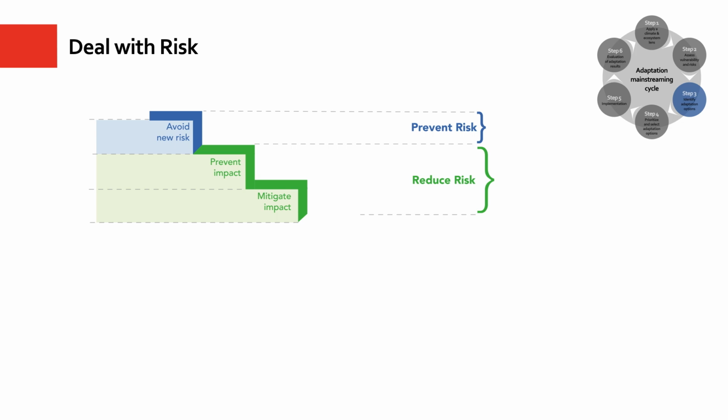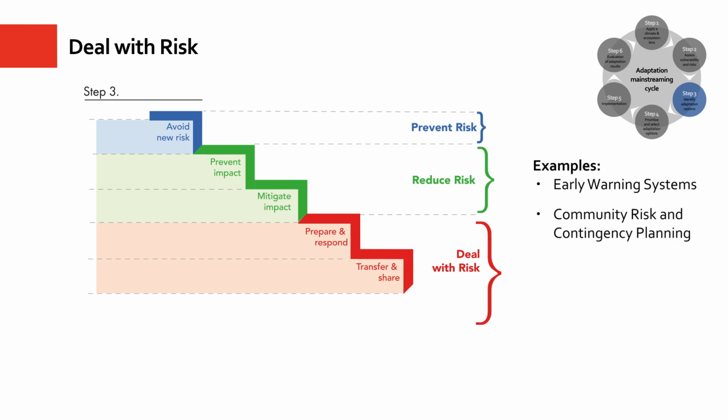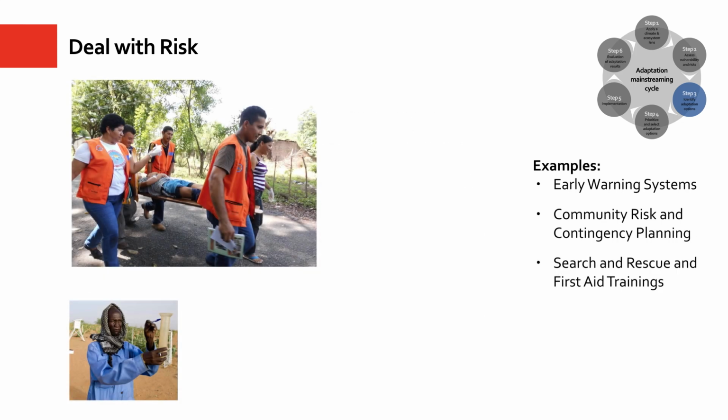This is addressed by the next two steps of the staircase: prepare for response and transfer and share. Preparedness measures intend to increase the knowledge and capacities of communities or of individuals to effectively anticipate and respond in a disaster situation. The goal is to save lives, ensure public safety, and meet the basic subsistence needs before, during, and after an event. Examples of these are setting up early warning systems that are people-centered, develop community risk and contingency plans, and hold trainings for search and rescue and first aid.